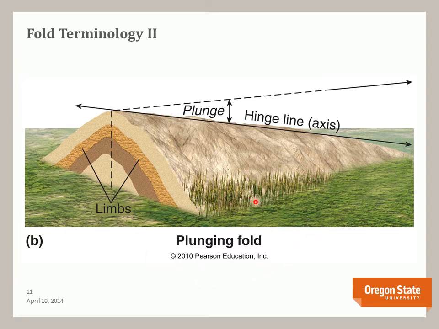So I hope that helps a little bit, because now we're going to get a little bit more interesting. So here we have a plunging fold. What that means is that the hinge line is not horizontal, but is actually inclined to the horizontal by this distance. We still have limbs on each side of the anticline, and we have the oldest rocks on the inside, the youngest rocks out here.